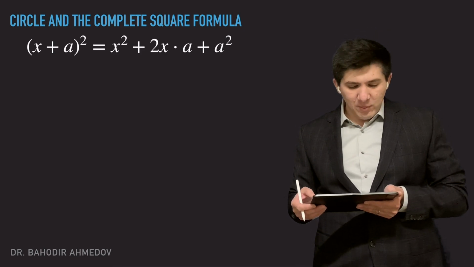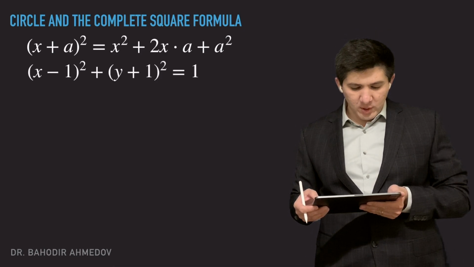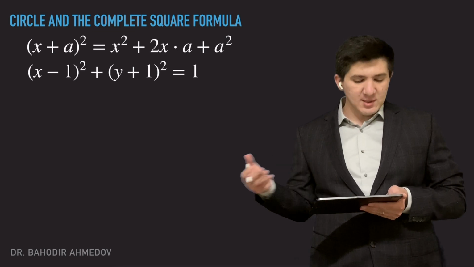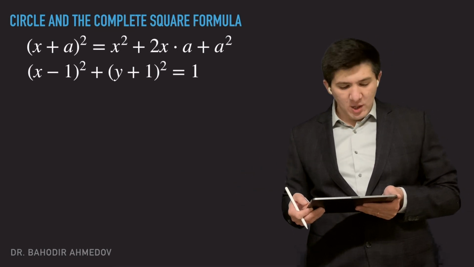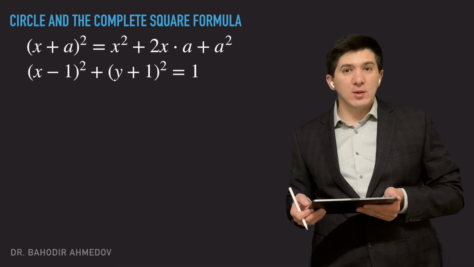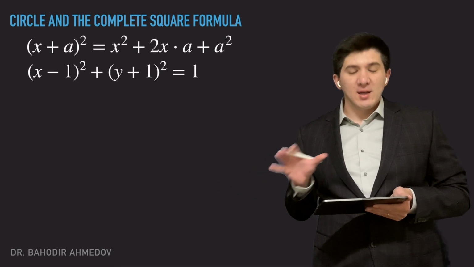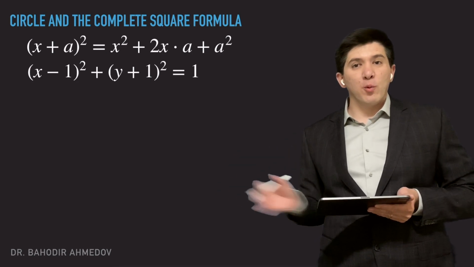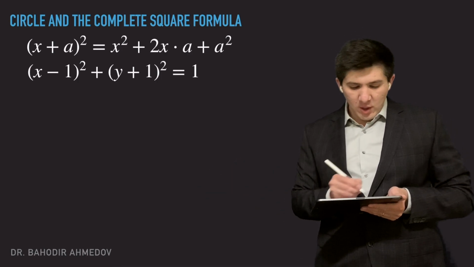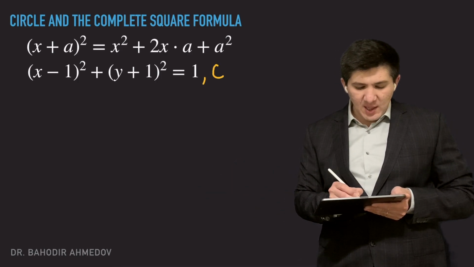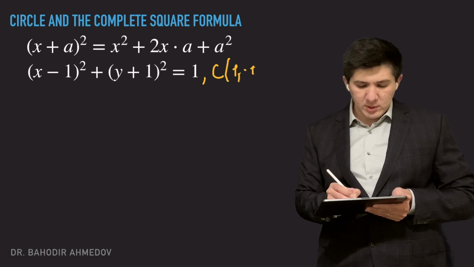For example, your equation of a circle might be given like this: x minus 1 in the square plus y plus 1 in the square is equal to 1, which makes it very clear where the center of the circle is, right? By just looking at this, I know that the center is going to be at the point 1 and minus 1.